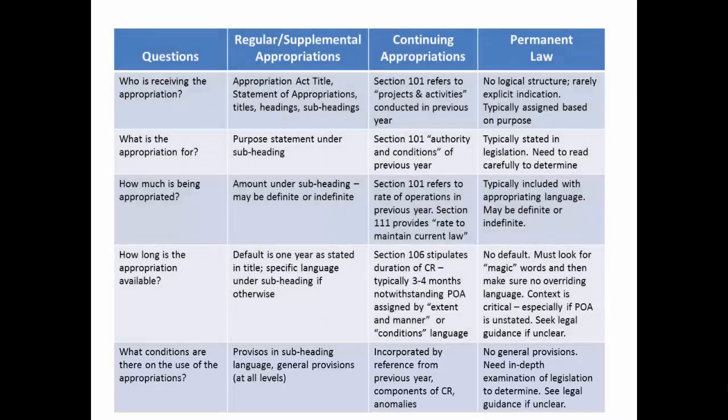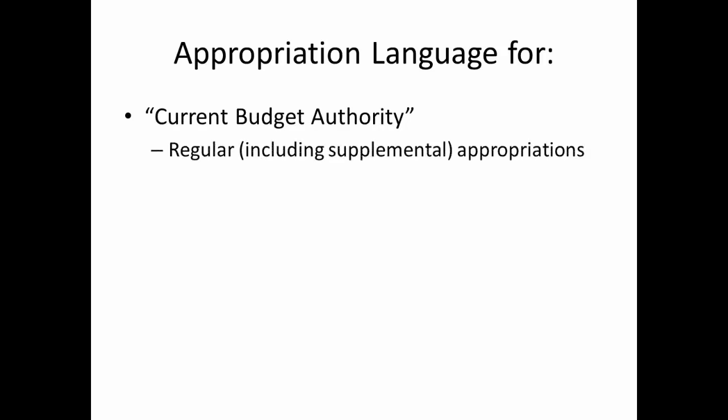Well, this wraps up Module 3. Let's recap. In Modules 1 and 2, we discussed the appropriating language of two types of current budget authority: regular, including supplemental appropriations, and continuing appropriations. Slightly different, though still all too common way of providing appropriations. These two forms of current budget authority are the most common means of providing appropriations and the ones we're most familiar with.